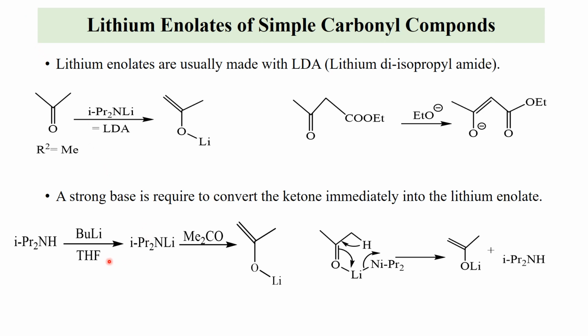The mechanism is given here. Diisopropylamine is converted into diisopropylamide, lithium diisopropylamide in fact, by the use of butyl lithium in the presence of THF, and when it reacts with acetone, the enolate of lithium is formed.